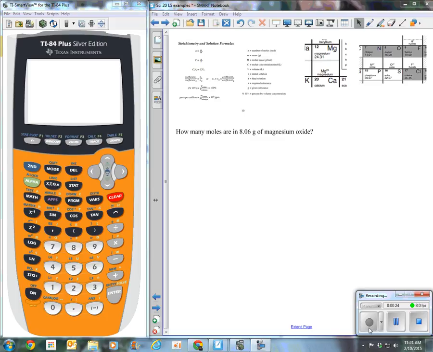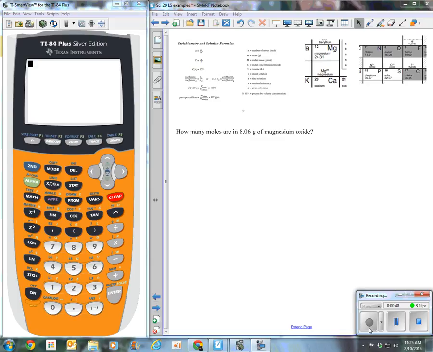So here we go. When doing molar concentration, a lot of times what we're going to be given is a mass, and we need to figure out how many moles there are associated with that mass. So this is why we're doing this particular example. So here we go. How many moles are in 8.06 grams of magnesium oxide?